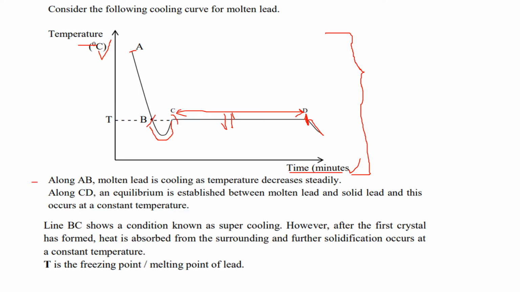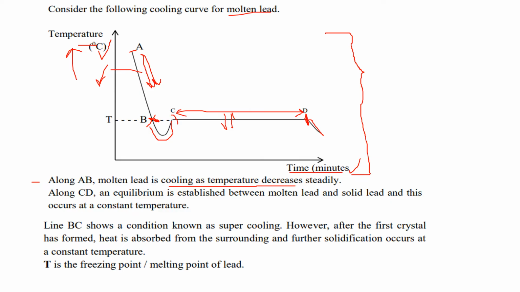So along AB, what is taking place? Molten lead is cooling as temperature decreases steadily. Are you seeing what is happening? This is temperature. When you go up, it increases, but this graph is going down. So that means we are having a decrease in temperature. Along AB, remember this is molten lead. It has been heated to melt, so we are cooling it. So the temperature of molten lead is going to be falling, and it's going to be falling up to point B. That's why we are saying that molten lead is cooling steadily along AB.